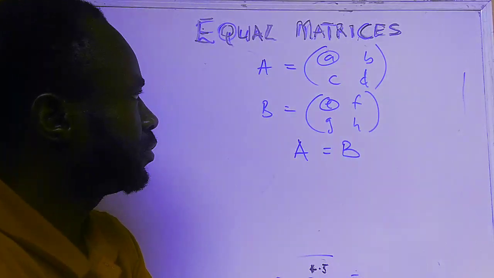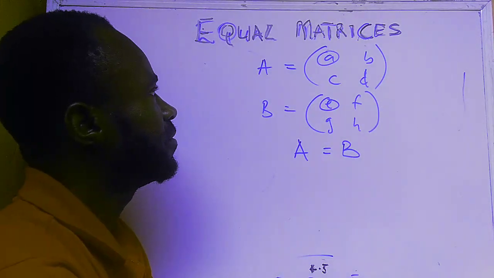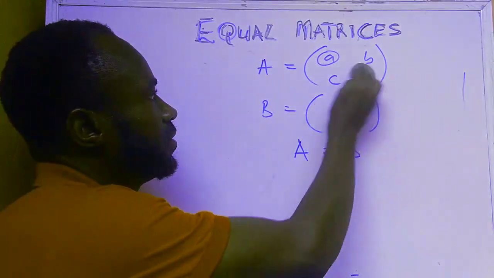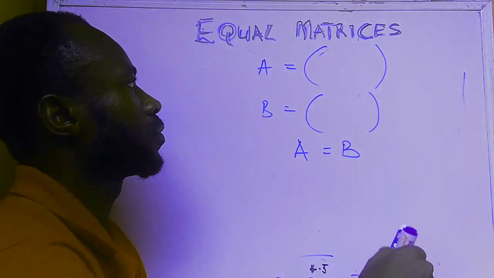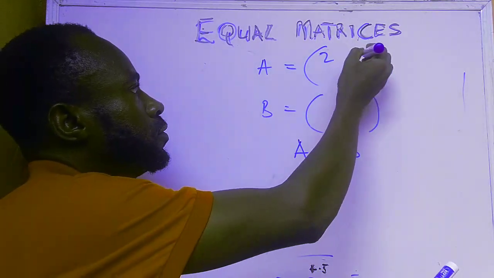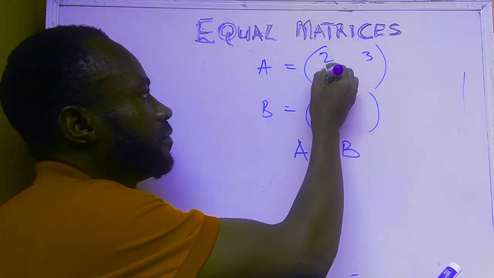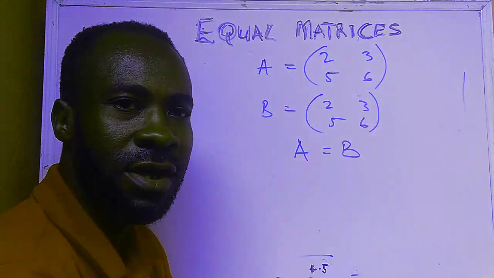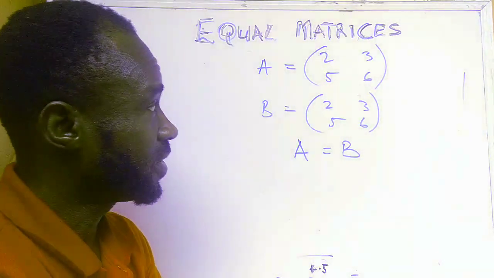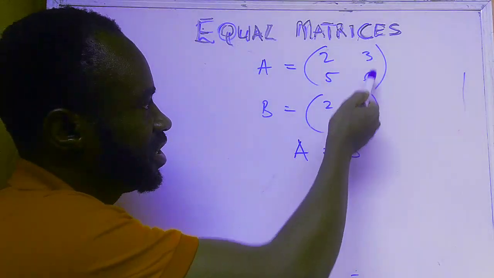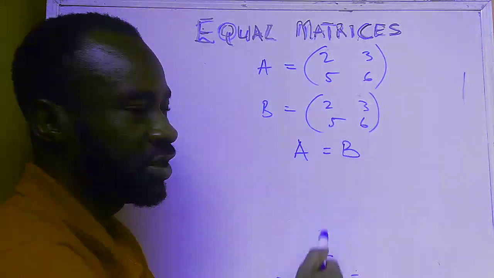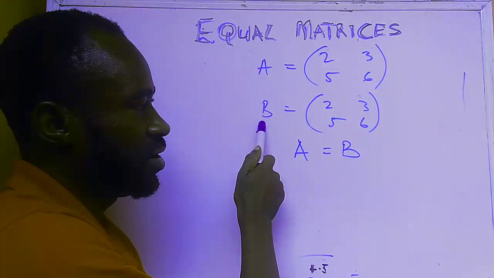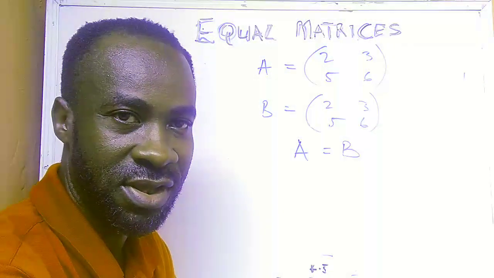Let's look at an example. So if I have, okay, let me wipe this off. So if I have 2, 3, 5, 6 and 2, 3, 5, 6. So I'm using numbers now. You can see the corresponding elements here, they are all equal. Since all the corresponding elements are equal, therefore matrix A will be equal to matrix B.